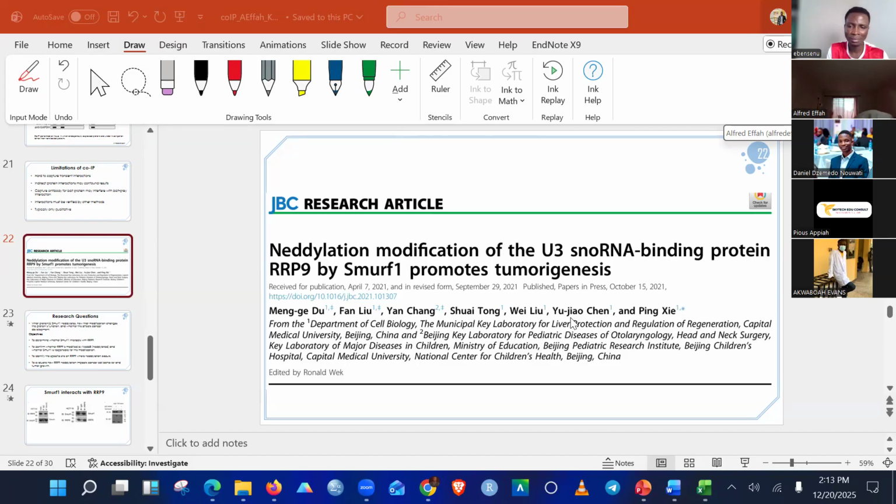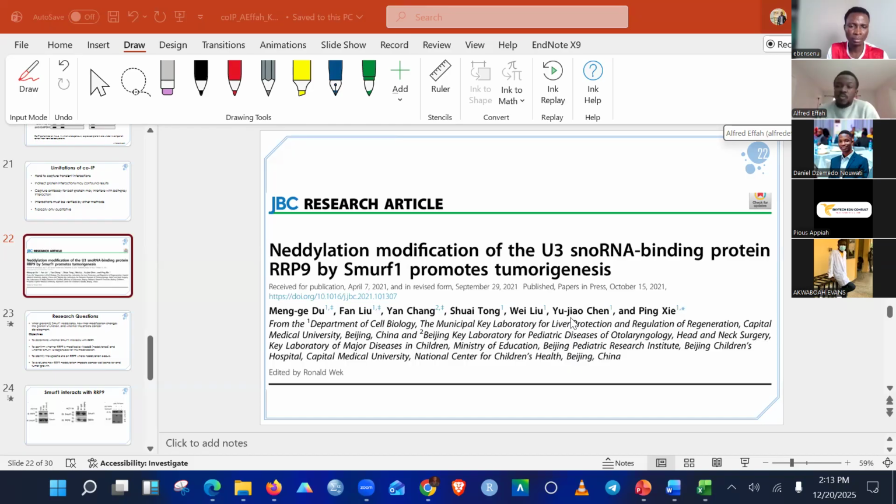I was thinking, how do we mimic the in vivo conditions for the interactions? Maybe some proteins will only interact in a physiological state. So when you bring them back into the tube, how are you going to know that in fact these ones are interacting?